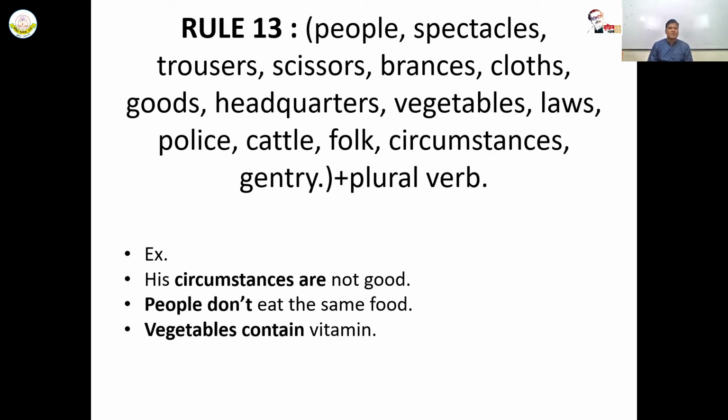For example, his circumstances are not good. People don't eat the same food. Vegetables contain bitter, so they take the plural verb. I hope.